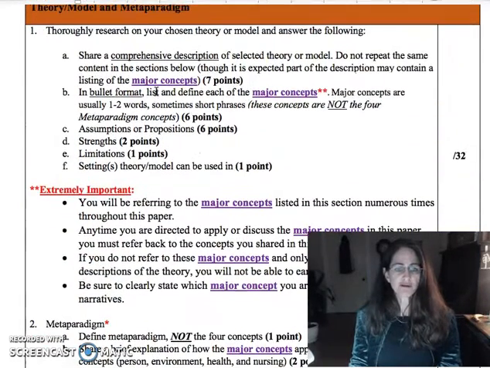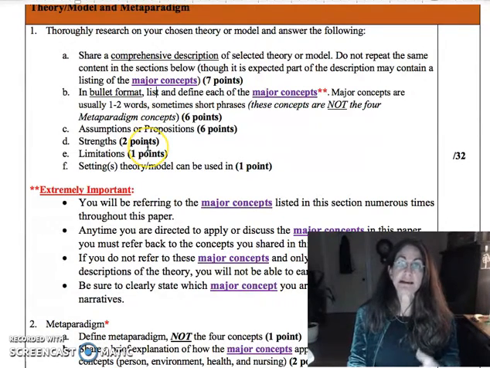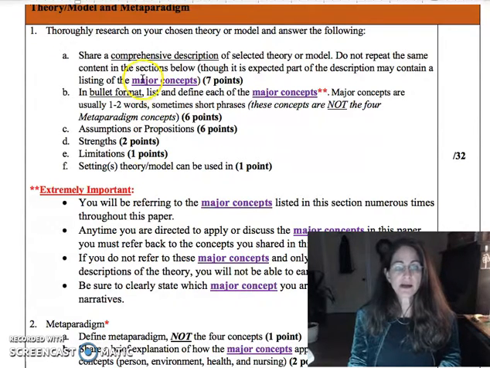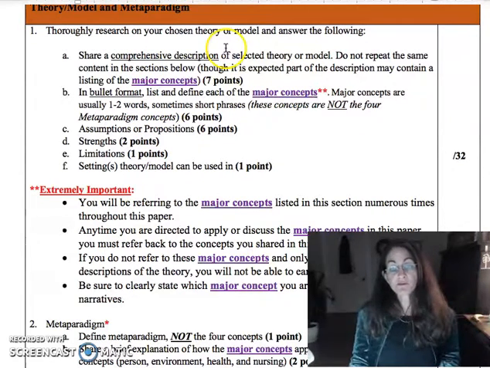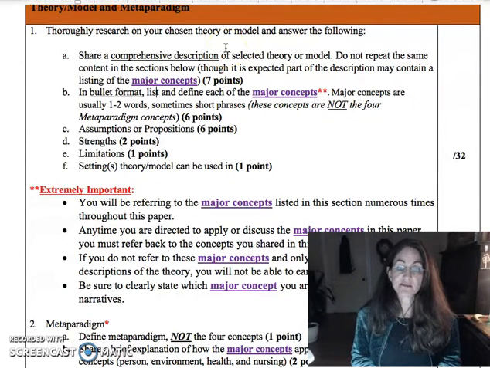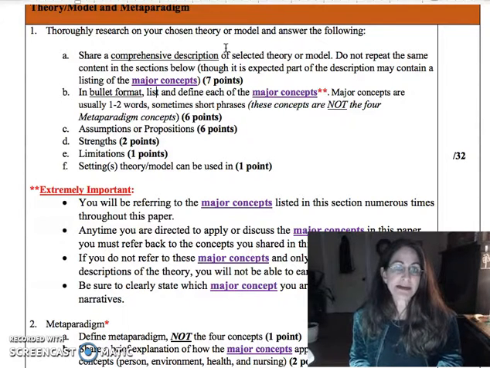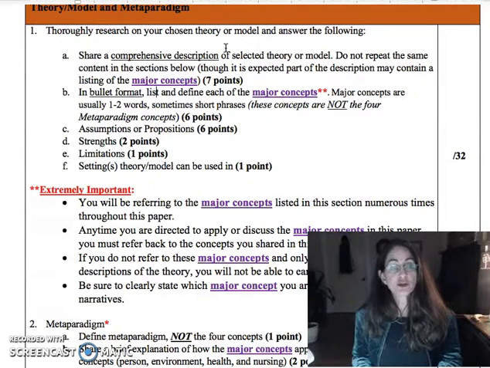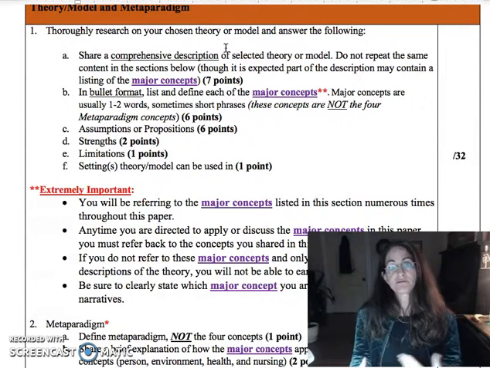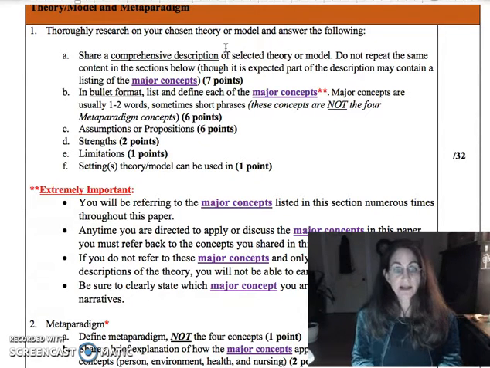Heading down to the theory and model meta paradigm. Many times this is separated out with level 2 headings, okay? So the comprehensive description, that actually is paragraph format. Basically share a comprehensive description. And when you see the word comprehensive, keep in mind it's not 1 or 2 sentences. You do need a significant amount of description of your theory, okay?